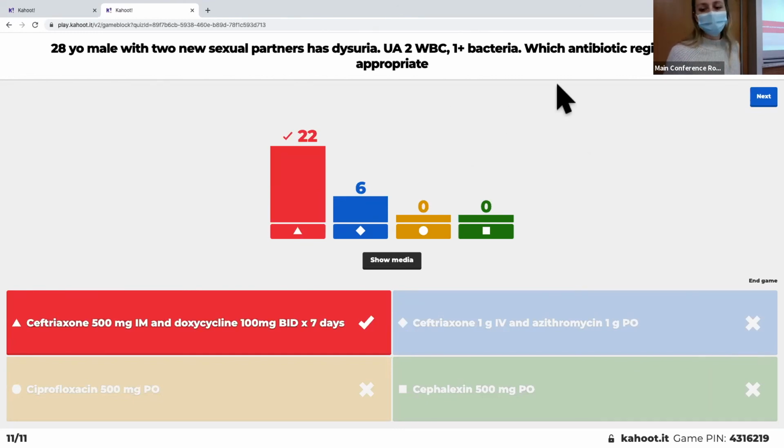No doxy in pregnancy. Yes, if they're pregnant, you have to use azithromycin. Maybe not as good, but it's the only alternative we have.